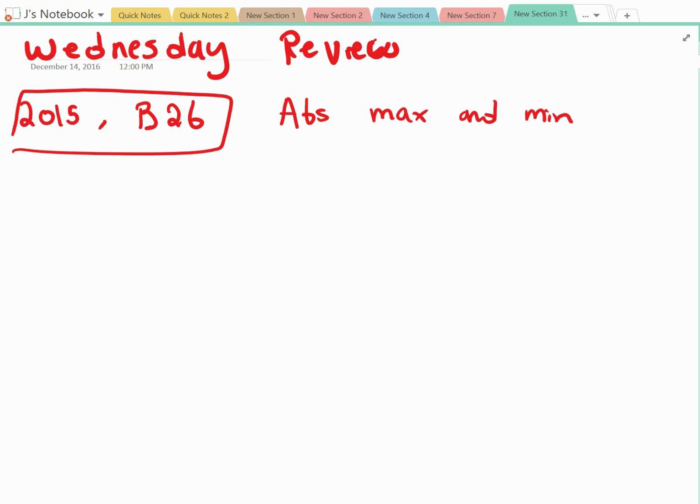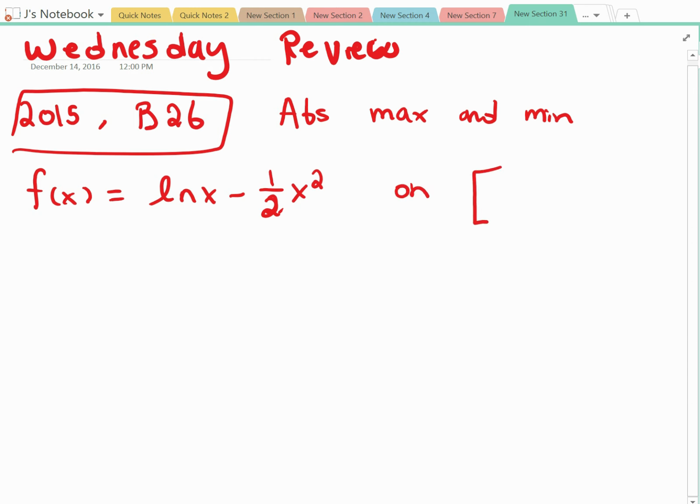Okay, so for this question, it says f of x is ln of x minus 1/2 x squared on, what's messed up about this question is that they give you a transcendental function in ln of x with bounds, endpoints, e to the negative 1 and e squared. So I think most of the complication of dealing with this question is working with log of these numbers.